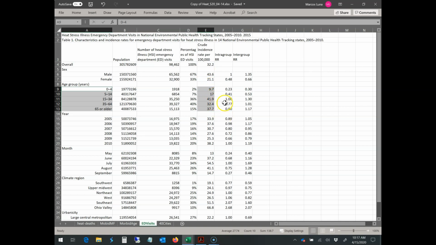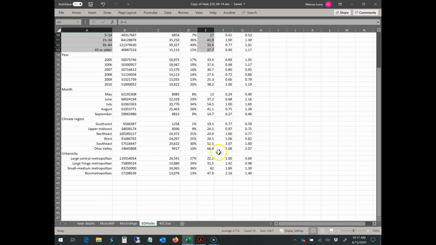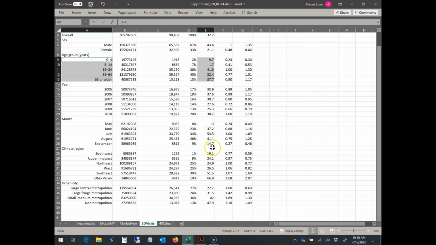Age, it's 41 here, so it's a little lower, it's close. But when we look at climate region and urbanicity, we see that climate region has up to 66.8. So that means that's probably the highest number. So we want to be able to allow for that.